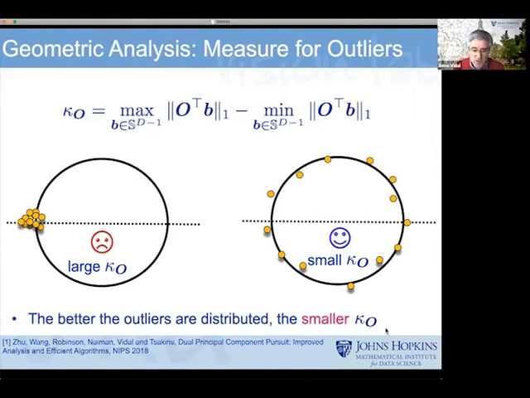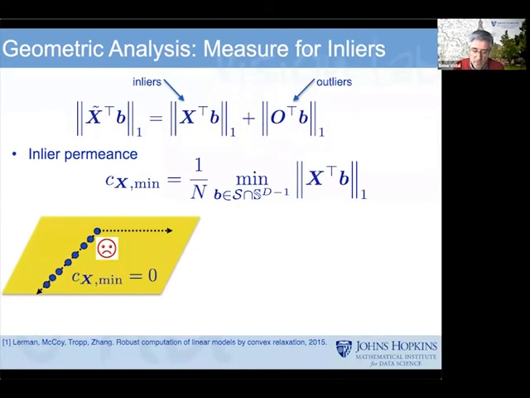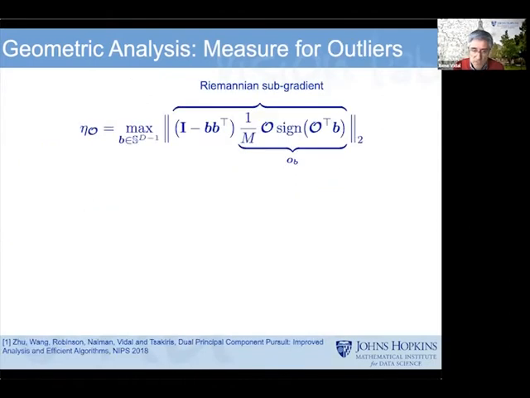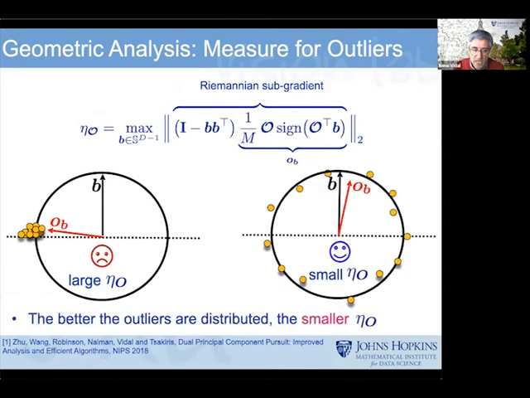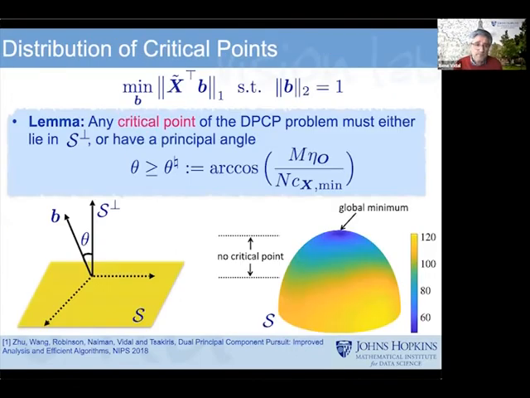So to summarize, briefly, we have this C quantity that measures how well distributed the inliers are, and we want it to be large for well distributed. And we have this eta O, which needs to be small if the outliers are well distributed. And similarly, the kappa needs to be small if the outliers are well distributed.